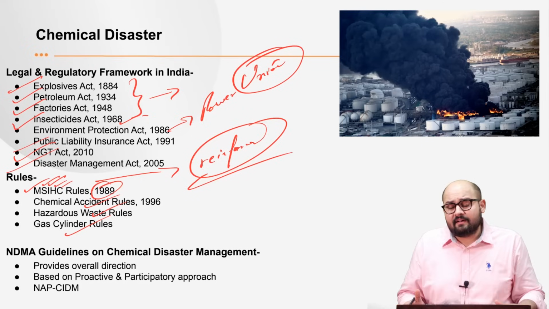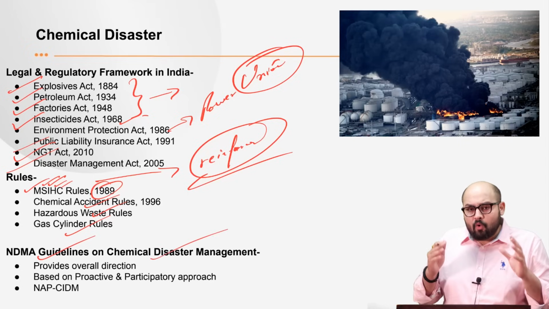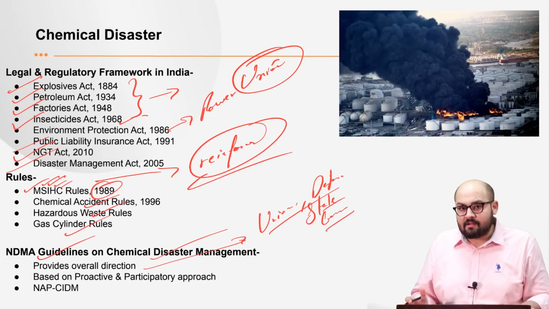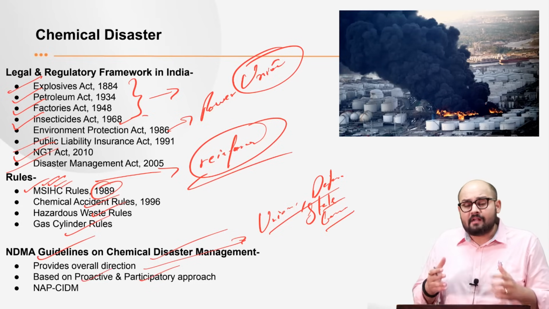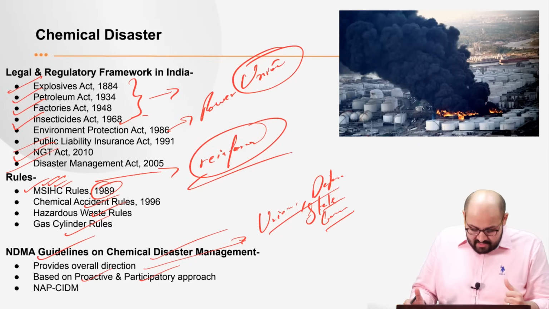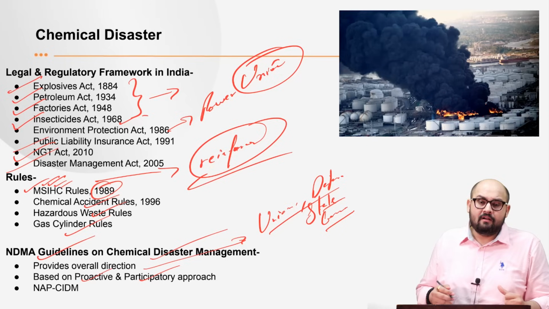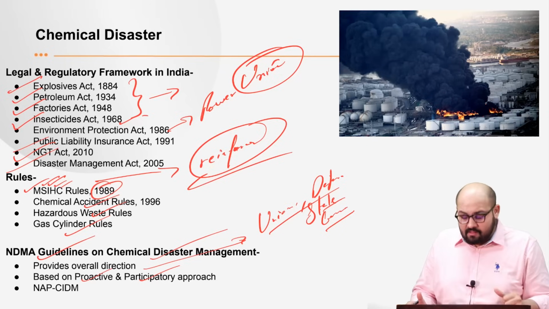Now, coming to the most important aspect, the NDMA guidelines on chemical disaster management. This provides overall direction to the union, to the departments, and to the state governments to frame proper disaster management plans for different disasters. It is based on a proactive and participatory approach, that is, it involves a multi-sectoral approach, right? It employs a multidisciplinary approach, right? Then we have the National Action Plan on Chemical Industrial Disaster Management. This provides the overall framework for handling these chemical disasters in India. It provides the roadmap for handling such disasters.